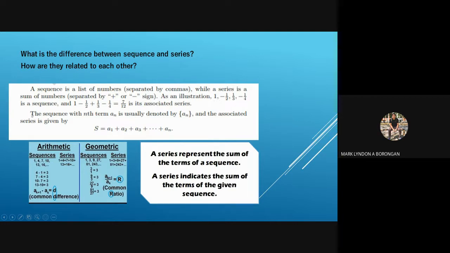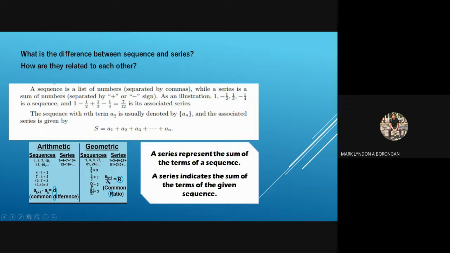And you have there an example for a series which is 1 minus 1 half plus 1 third minus 1 fourth. That is equal to 7 and 7 over 12. So it is the series of this sequence. So muna siyang series separated by commas, and then when you happen to add them or subtract them, that will be its associated series.